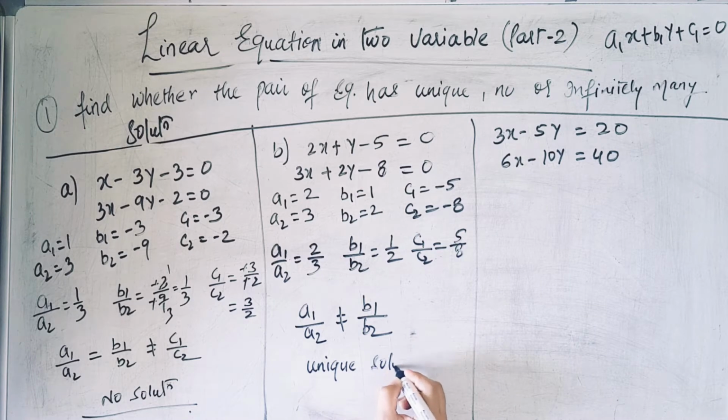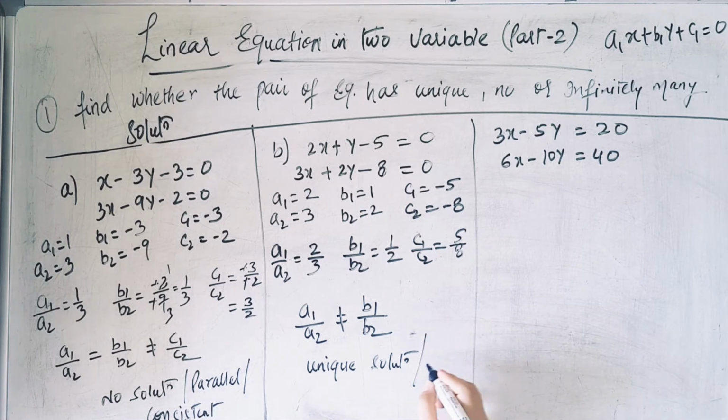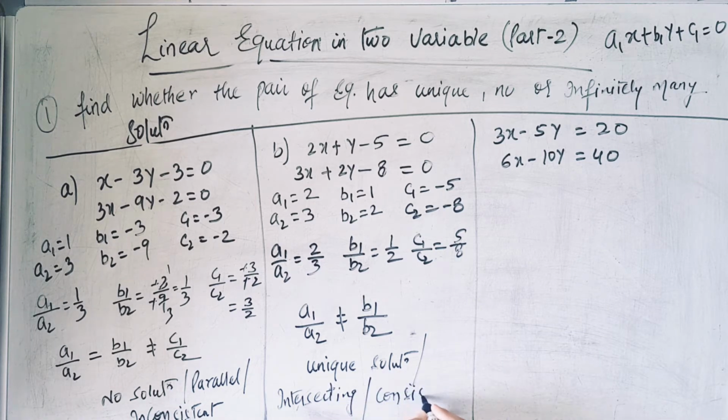Let's revise one more thing along with this. Which lines come in no solution? In no solution we get parallel lines, and the pair of equations we call what? Inconsistent. Sorry, I said consistent, it is inconsistent. Unique solution we get intersecting lines, and the pair of equations will be what?